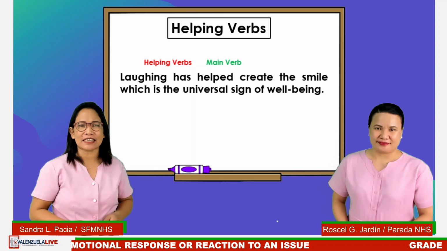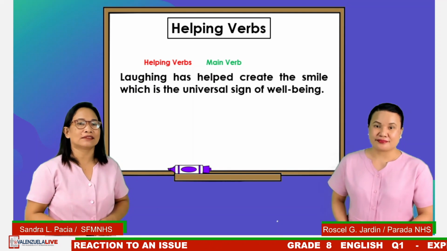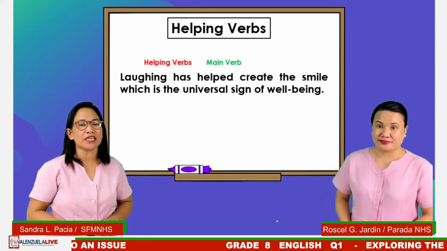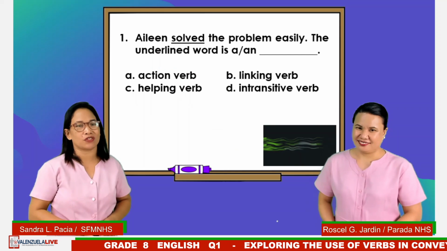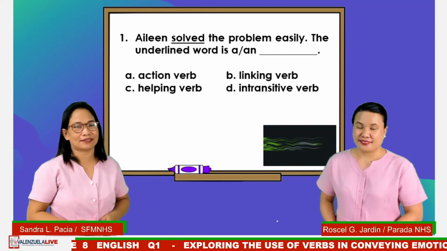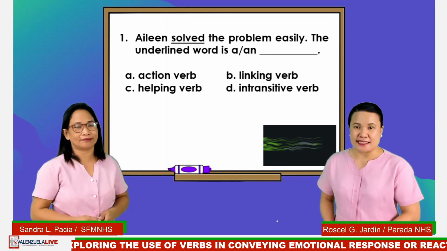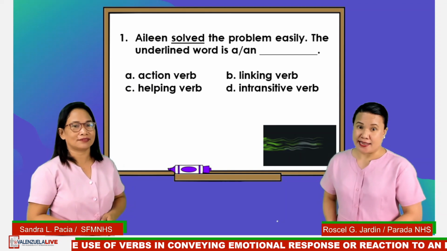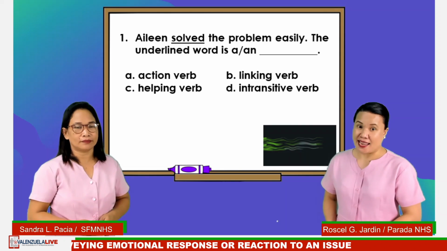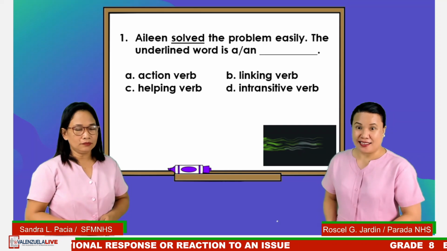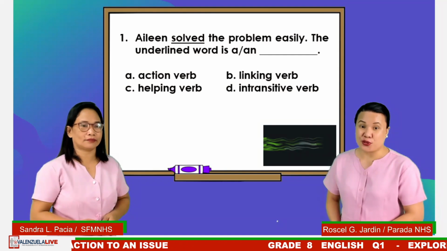Now, let us see if we understood the first part of our discussion. Type or key in your answers in the comment box. You have 5 seconds to answer each question. Number 1. Eileen solved the problem easily. The underlined word is: A, action verb. B, linking verb. C, helping verb. D, intransitive verb.